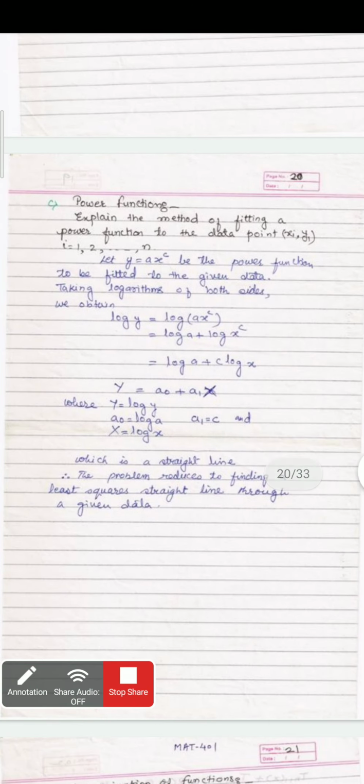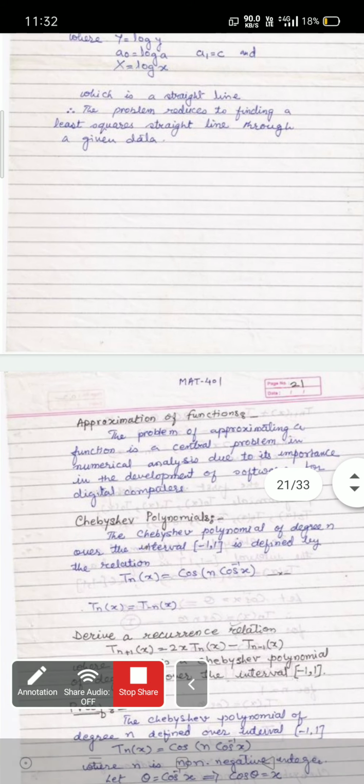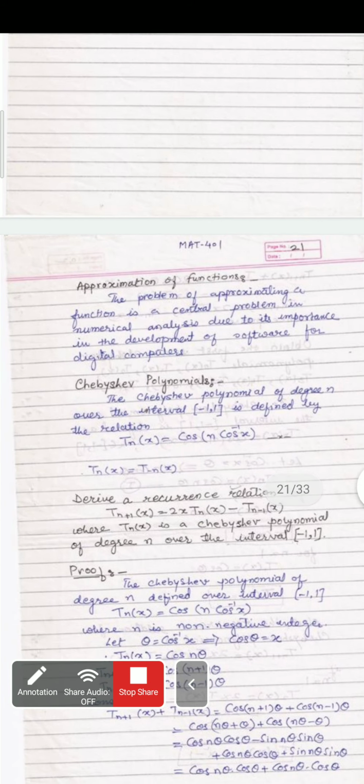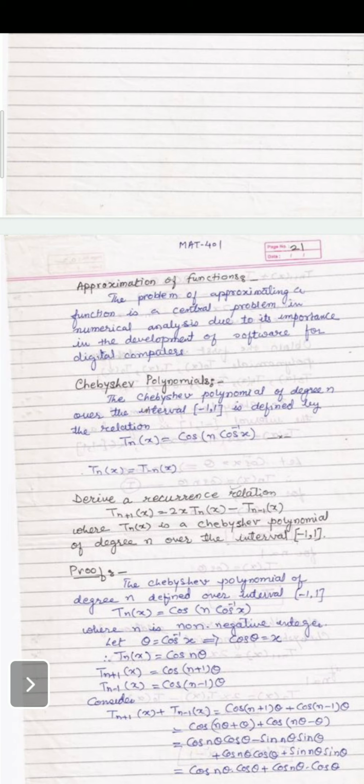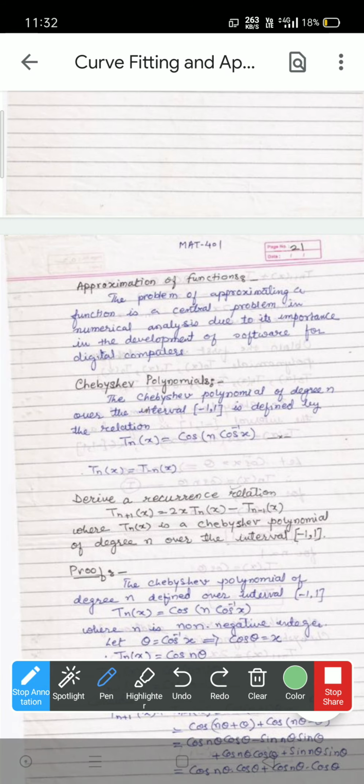Next, the power function also. We take logarithm on both sides, and lastly it is transformed into the form of a straight line and then fit. Next is our approximation of function, that is Chebyshev polynomial. Any difficulty from this topic?